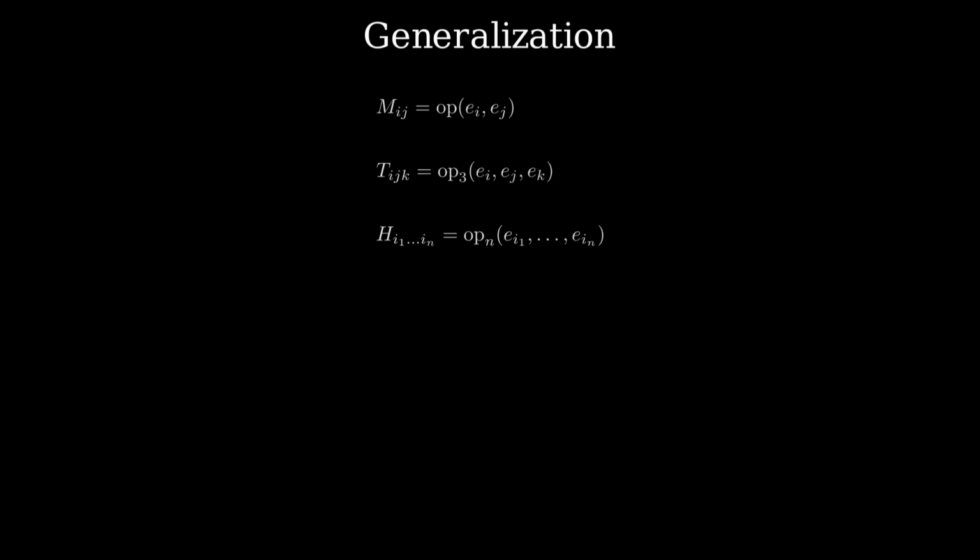Here's the complete generalization. If G is an ordered group with elements e sub 1 through e sub n, then for 2D, m sub ij equals the operation of e sub i with e sub j. For 3D, t sub ijk equals the ternary operation of e sub i, e sub j, and e sub k. For nD, h sub i1 through in equals the n-ary operation of all corresponding elements. If the n-ary operation is derived from a binary group operation star, then h sub i1 through in equals e sub i1 star e sub i2 star dot dot dot star e sub in.